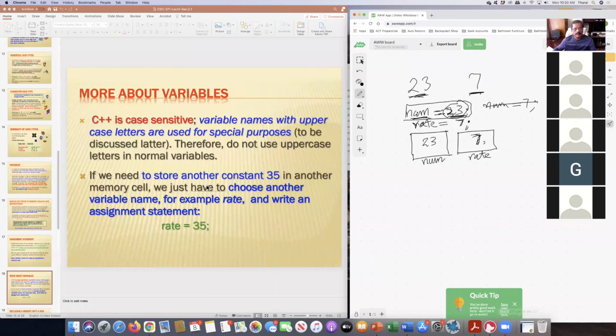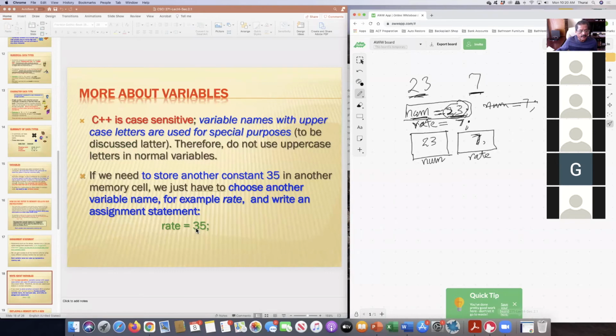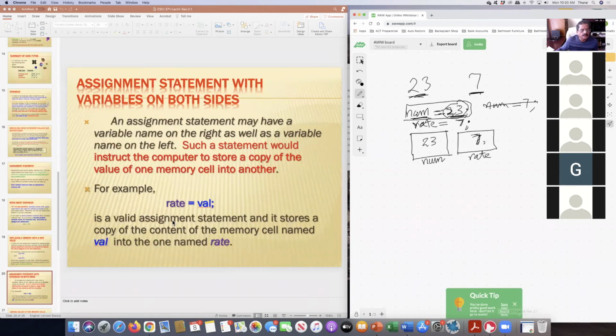So this is how we access the memory. We create a name and assign your data to that name, then you are accessing the memory, next available memory. So in this particular example, I'm writing num equal to 23. We are storing 23 in one memory cell and storing 35 in another memory cell called rate. And so after writing rate equal to 35, if I write rate equal to 54, then I'll be replacing the 35 with 54 because only one number can stay there. So you don't want to write that rate equal to 54. It'll be replacing the value.